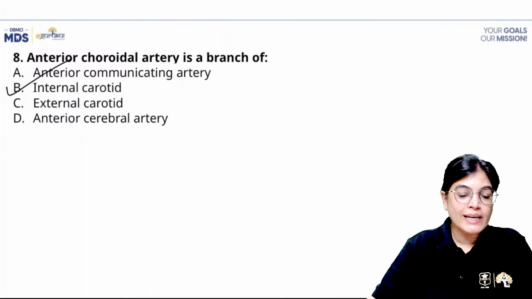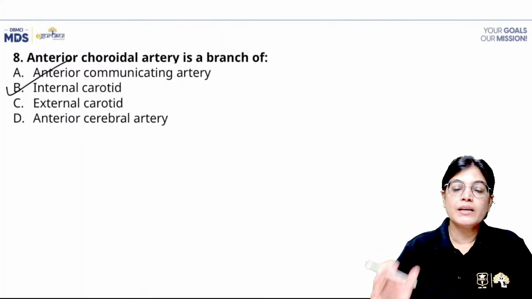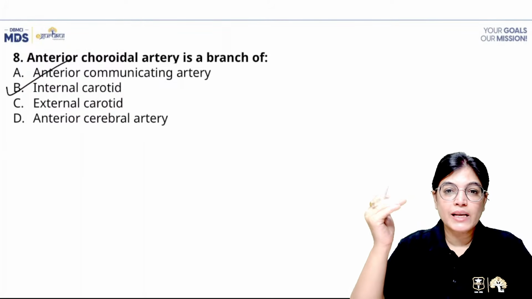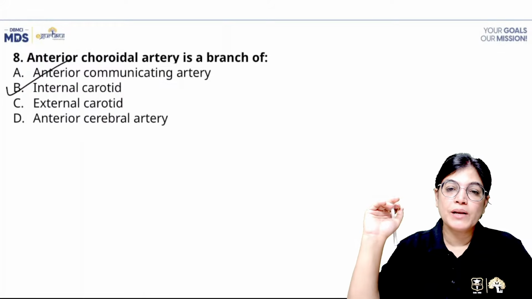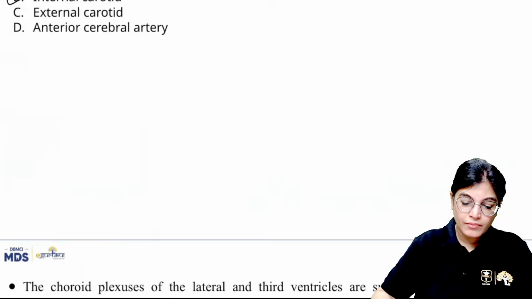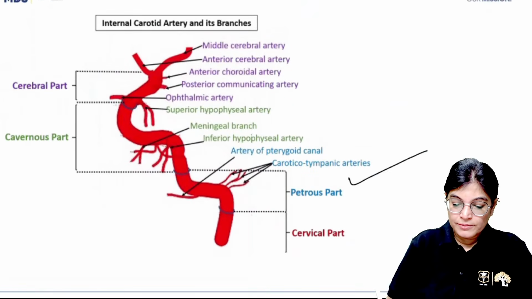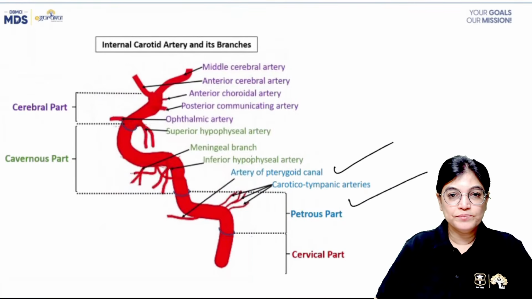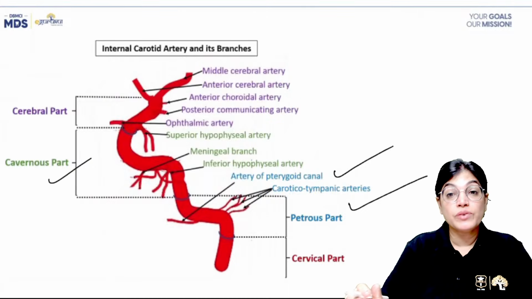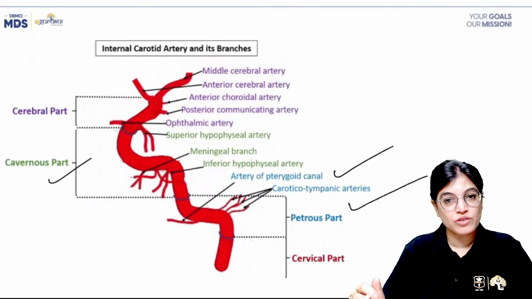Now coming to the internal carotid artery, it is giving branches. It is divided into the cervical part, the petrous part, the cavernous part, and the cerebral part. In the cervical region, internal carotid artery is not giving any branch. In the petrous part, it gives two branches, that is artery to pterygoid canal and caroticotympanic arteries. In the cavernous part, it gives three branches: superior hypophyseal, inferior hypophyseal, and meningeal branch.